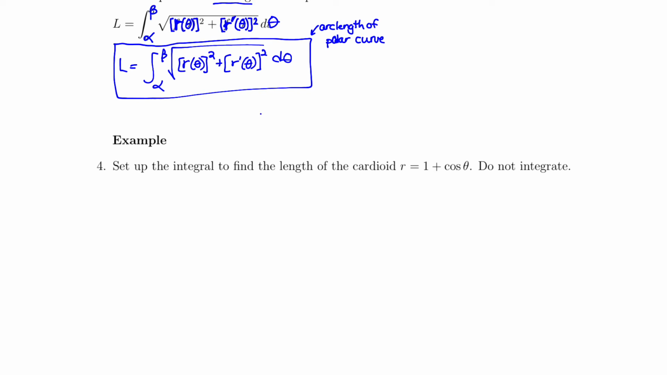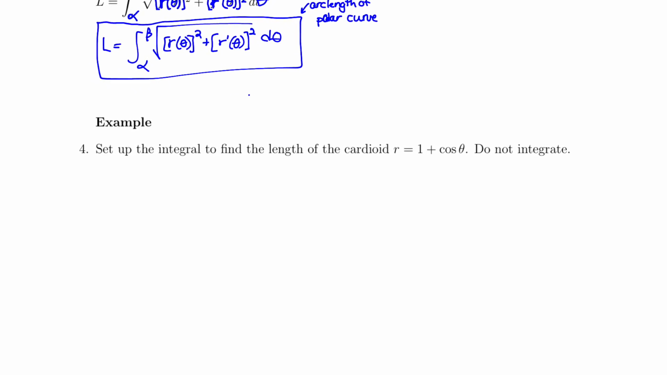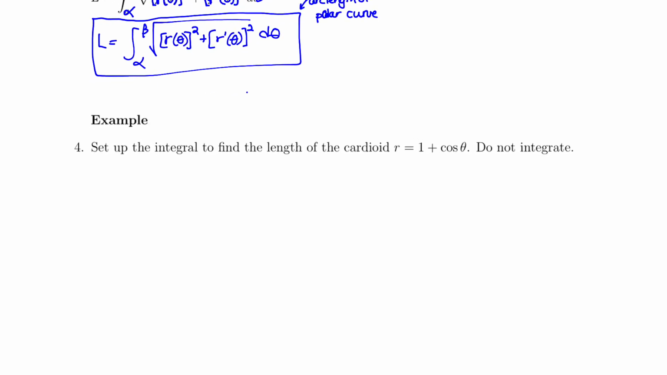And so we want to use that integral to find the arc length of the cardioid, you know, that heart butt shape, right? Set up the integral to find the length of the cardioid, r equals 1 plus cosine theta. And I'll get Desmos to graph it in a second here. But we are going to find the length of the cardioid, 1 plus cosine, starting at 0, going all the way around to 2 pi.